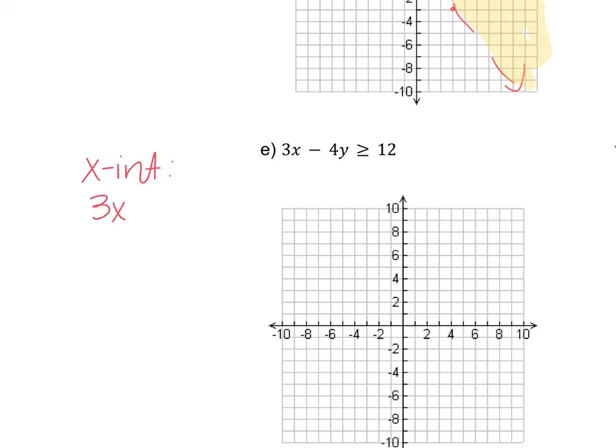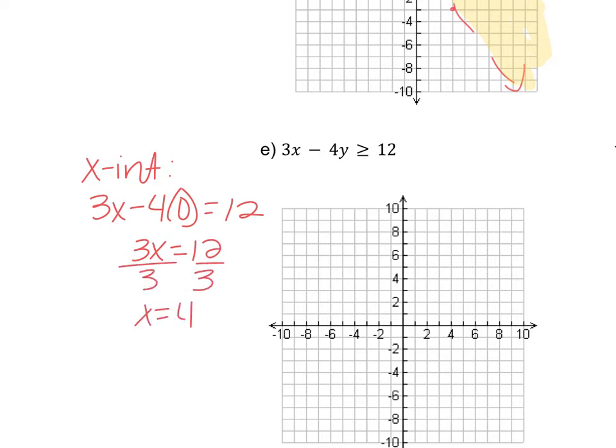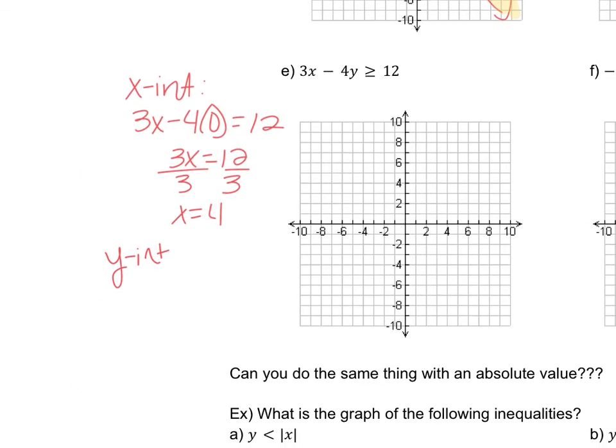So we're going to do 3x minus 4 times 0. You don't need the inequality because we're just finding the intercepts. So I'm going to put an equal sign. If you want to put the inequality, it's okay. It doesn't affect anything. So this would be 3x equals 12. Divide by 3. So your x-intercept is 4. Let's find the y-intercept. So that's when x is 0. So that would be 3 times 0 minus 4y equals 12.